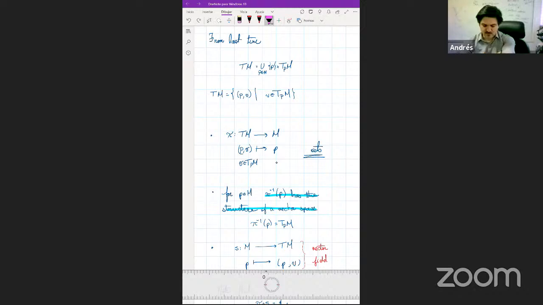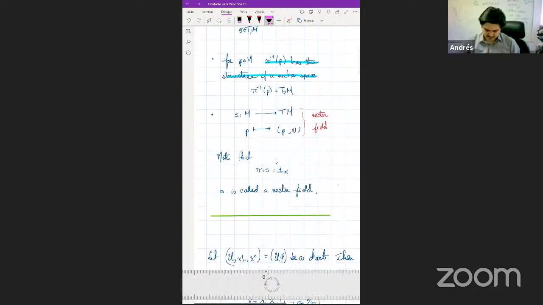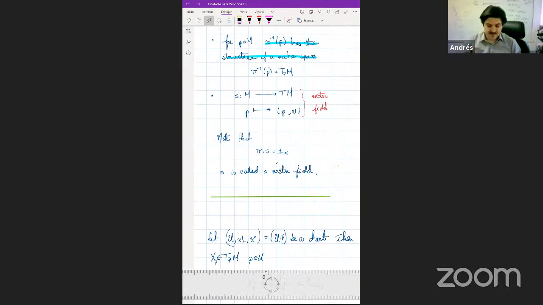So let's move on and let's see this. So now we're going to give a smooth structure on TM. The way that we're going to do this is by exhibiting an atlas on TM. But the atlas on TM that we're going to define will depend on an atlas of M. So every time that we have a smooth atlas on the manifold M, we will be able to construct an atlas on TM.